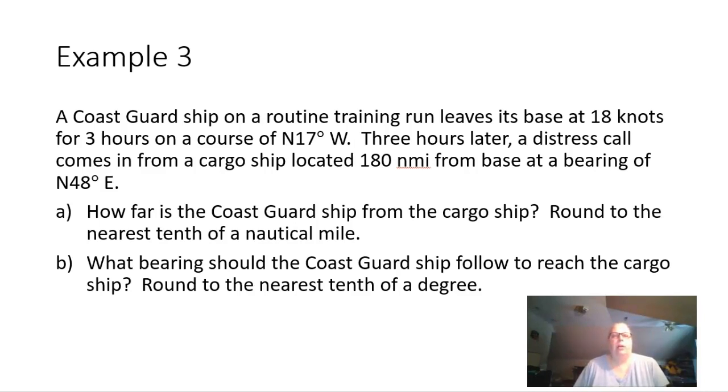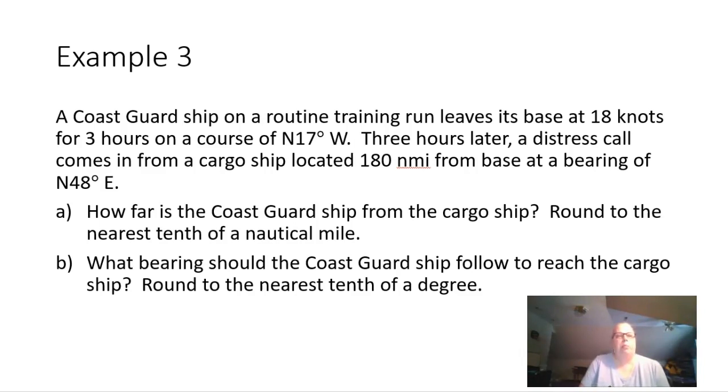Example 3, a Coast Guard ship on a routine training run leaves its base at 18 knots for 3 hours on a course of north 17 degrees west. 3 hours later, a distress call comes in from a cargo ship located 180 nautical miles from base at a bearing of north 48 degrees east. Part A, how far is the Coast Guard ship from the cargo ship, rounded to the nearest tenth of a nautical mile? Okay, let's do part A and then we'll come back and look at part B.